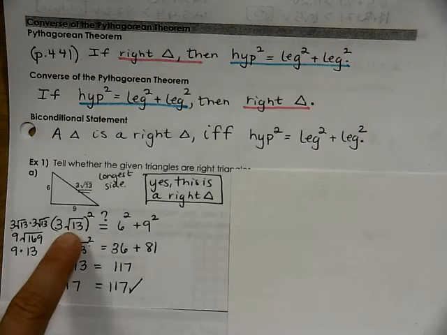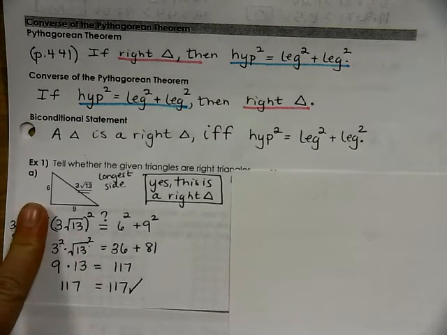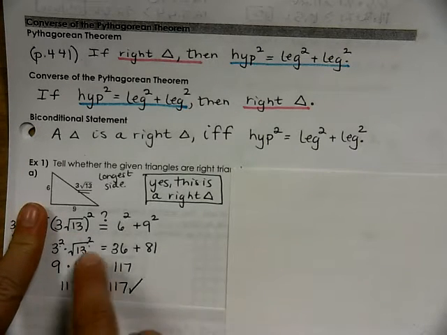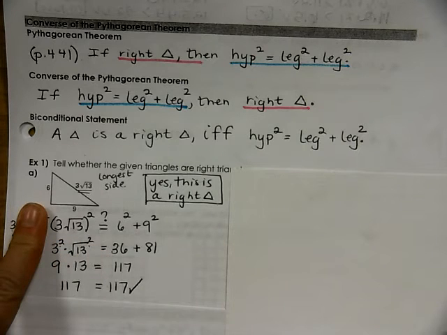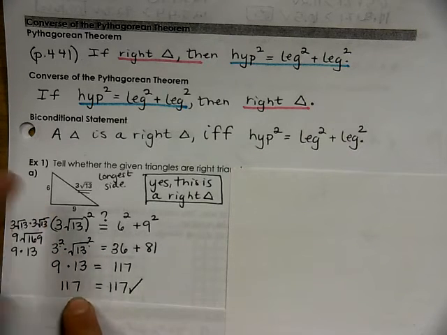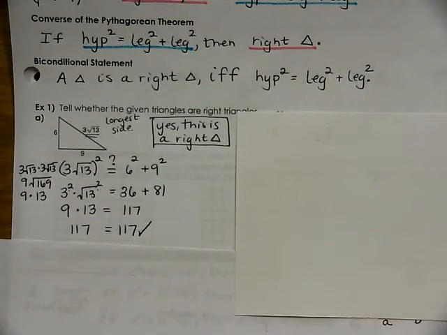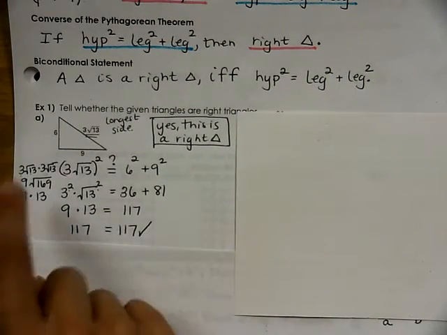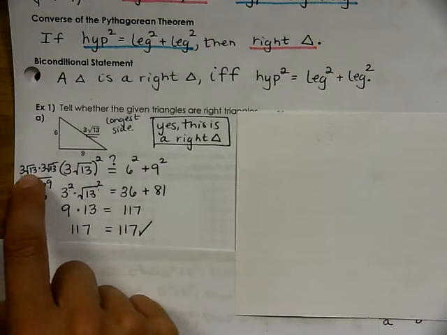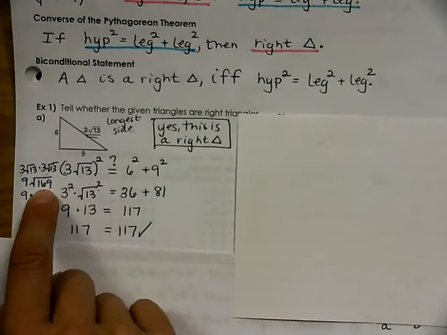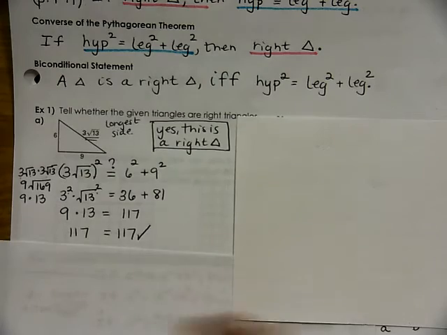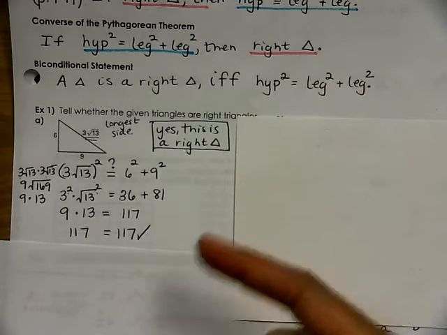3 root 13 squared, I can think of this in two ways. I can use my properties of exponents and say that that must be 3 squared times the square root of 13 squared and simplify. Or I can recognize that when I square a value, it's just multiplying it by itself, in which case 3 times 3 is 9. Square root of 13 times square root of 13 would be square root of 169, and we can simplify there. So this is a right triangle.